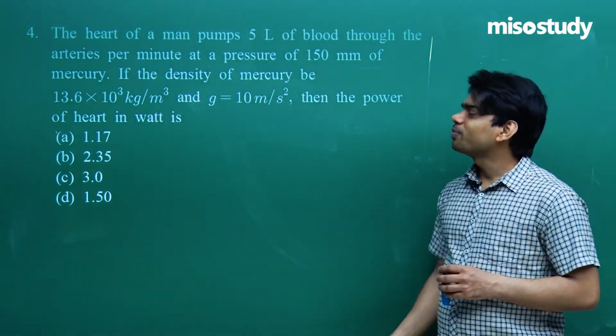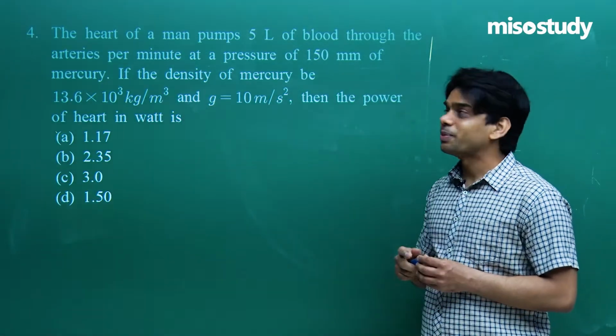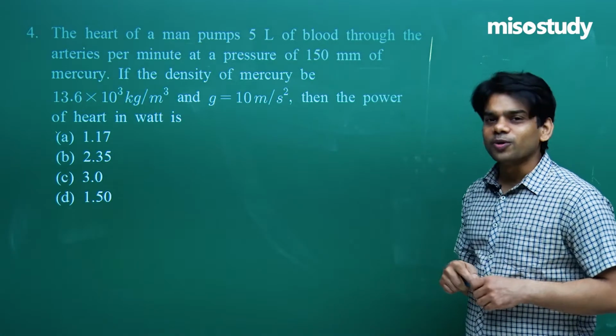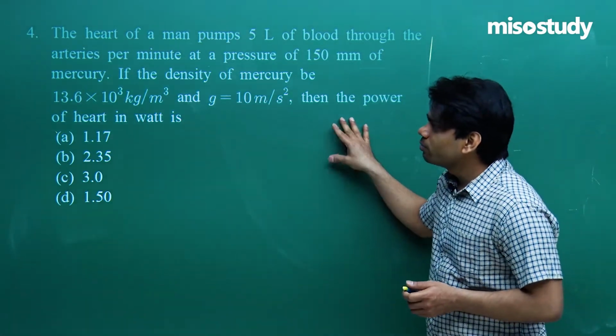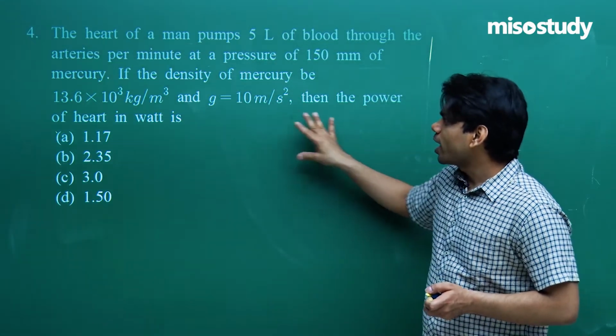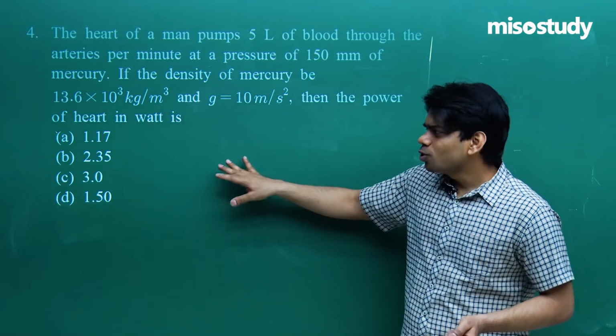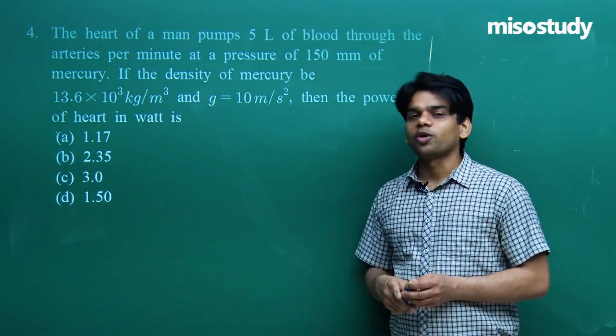The heart of a man pumps 5 liters of blood through the arteries per minute at a pressure of 150 mm of mercury. If the density of mercury be 13.6 into 10 to the power 3 kg per cubic meter and g equals 10 meter per square second, then the power of the heart in watt is: A 1.17, B 2.35, C 3 and D 1.5.